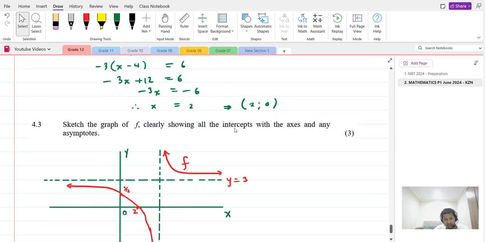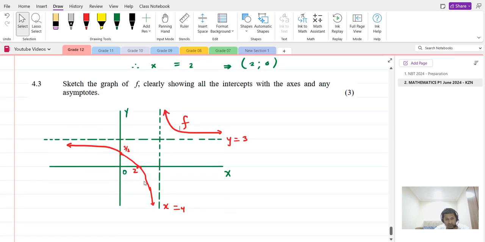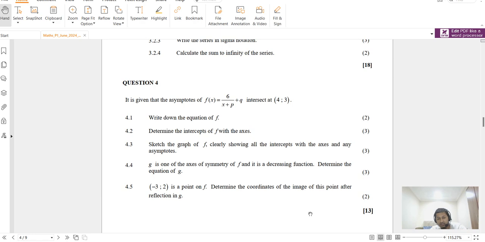We showed the intercepts with the axes and the asymptotes, right? So there's a y-intercept, there are the x-intercepts, these are the asymptotes, the x and y axes, all done. The graph is in the first and third quadrant. Perfect. Moving on to the next question.